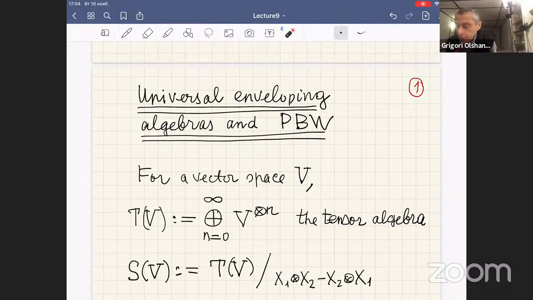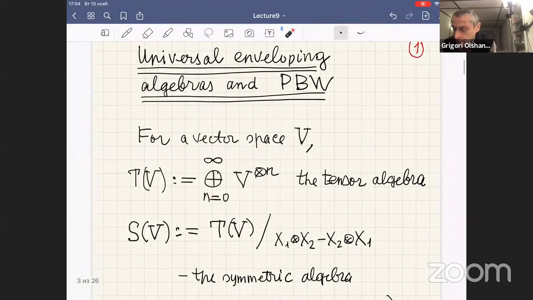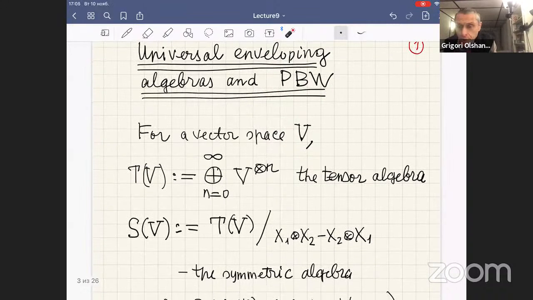So my subject today is universal enveloping algebras and PBW, which means Poincaré-Birkhoff-Witt. And the next topic will be the center of the universal enveloping algebra. And the center is something which is very important for representation theory. This is the reason why I would like to develop this concept. So let's begin with some generalities.